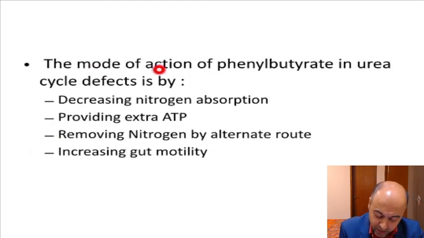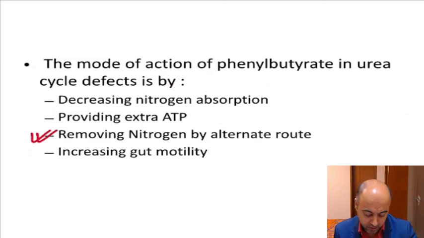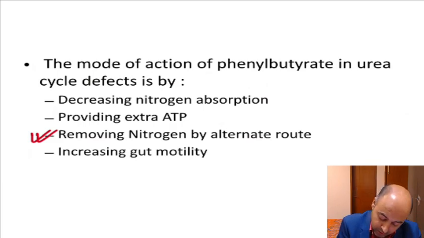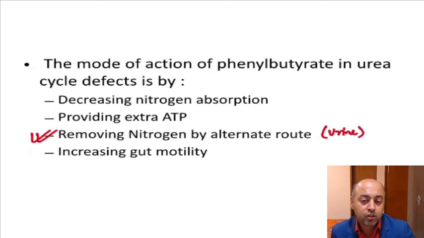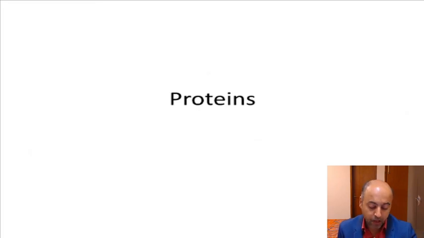The mode of action of phenylbutyrate in urea cycle disorders is that it will remove the nitrogen by an alternate route. It will form phenylacetylglutamine, which will be excreted in the urine. In this case, it is getting excreted via the urine.